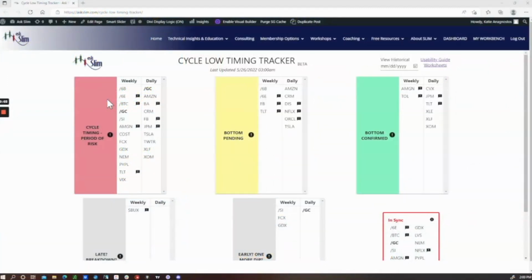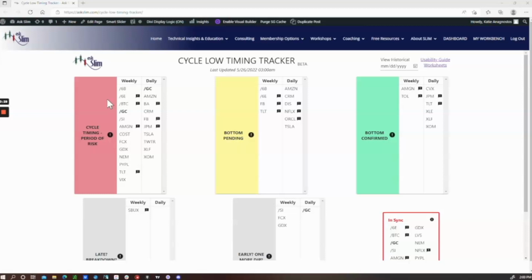A few months ago, we launched a new tool for our level 3 and 4 members. It's called the Cycle Low Timing Tracker, and its purpose is to call our members' attention to opportunities that may be setting up around cycle lows, both coming into cycle lows and coming out of them. The opportunity that I'm going to highlight today is in the euro currency, symbol /6E.